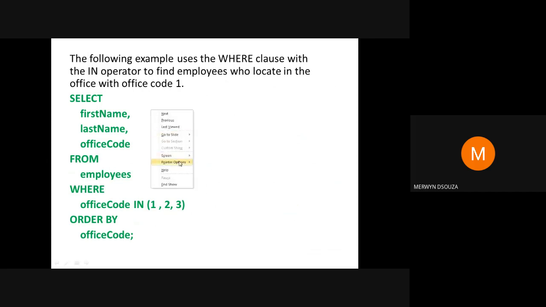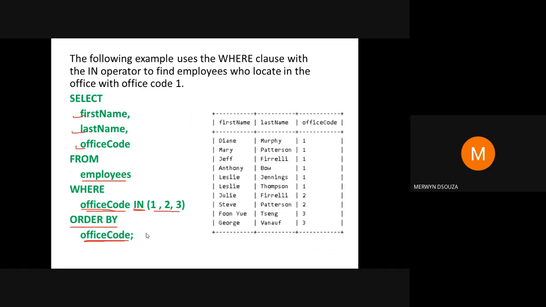So we will write a query something like this. Select first name, last name, office code from the table employees, where office code IN (1, 2, 3), so it has to match one of these values. And you sort the data that will be displayed using the ORDER BY clause, and the column that it is sorted by is office code. So the output will look something like this.